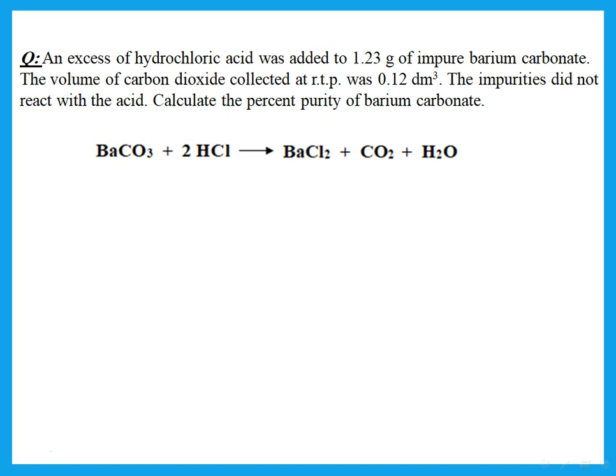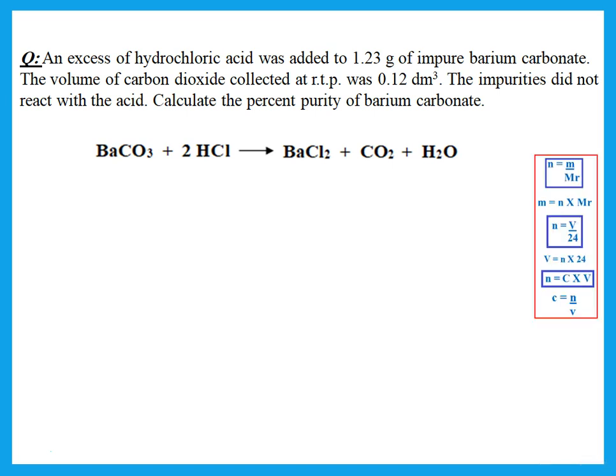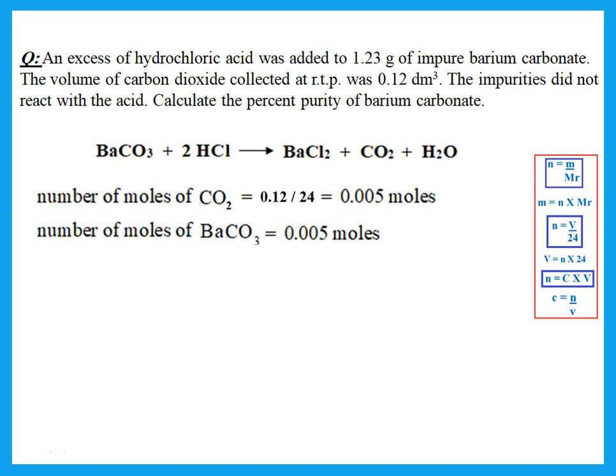Okay, what is he talking about? He says the volume of carbon dioxide collected at RTP, which is room temperature and pressure, was 0.12 decimeter cube. So he's giving me the volume of carbon dioxide, and he's saying calculate the percent purity. From the volume of the carbon dioxide, I will get number of moles. So if he gives me volume of a gas, how do we get number of moles? Number of moles is volume over 24.